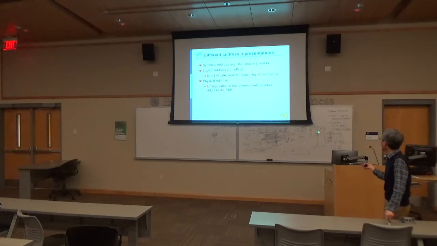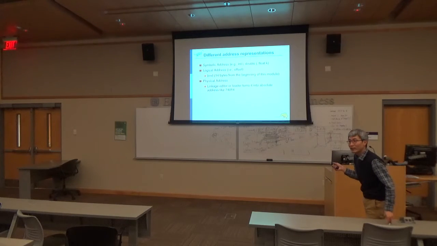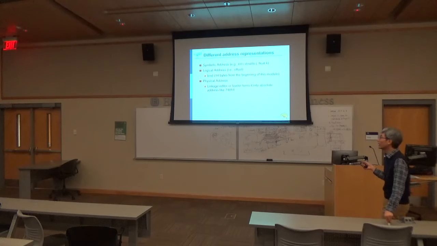But this will be compiled to a specific location, like the integer is 4 bytes from 0, and 14 bytes for the other variable. So it's a logical address. It's a relative address, after compile.